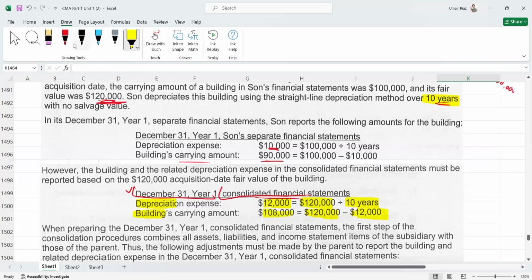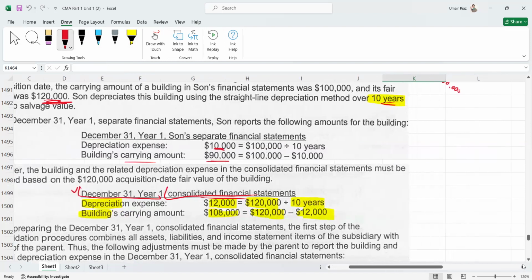Now look here, try to understand. When we prepare the consolidated income statement, we take the parent's depreciation expense plus the subsidiary's depreciation expense equals the consolidated depreciation expense, normally. The parent's depreciation expense is not given, so I can assume any value, plus the subsidiary depreciation expense of 10,000. So this is the consolidated depreciation expense.